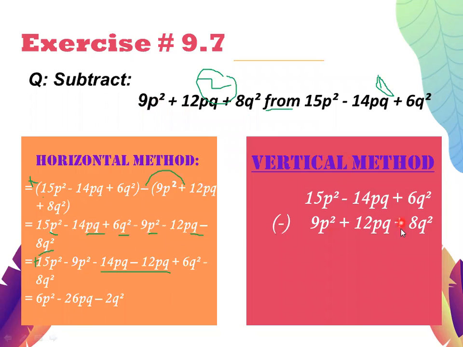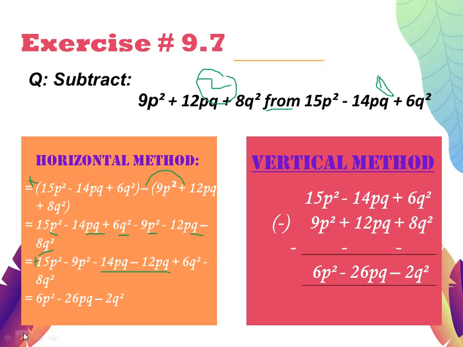Means if this is plus, you will write here minus. If this is plus, so you will write minus, and this is also plus, so you will write minus, just like this, okay. You will change the sign of this one, this subtrahend, this plus will become minus, this plus will become minus. Now simply you are going to subtract it. Now how you will subtract it?